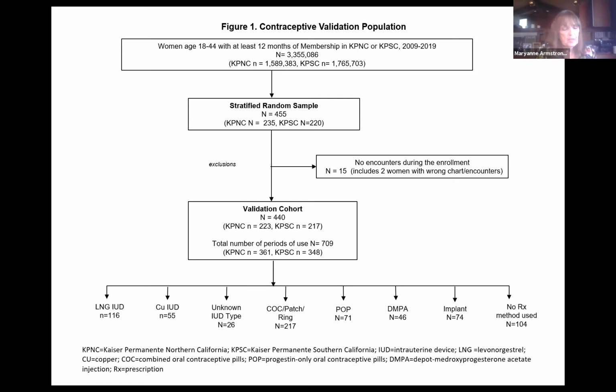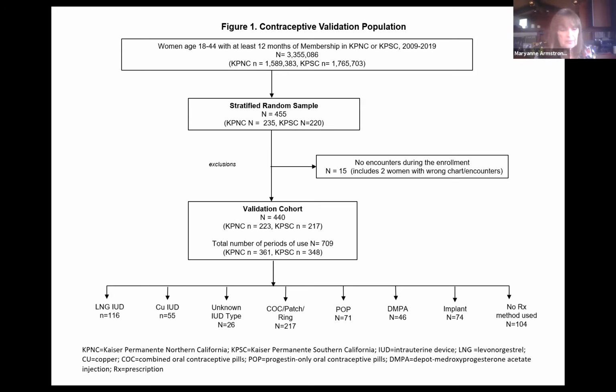Next, to obtain the validation cohort, we first selected a random sample of 455 women from the population, stratified by the first contraceptive method they used during the study period. 15 women were excluded due to either no encounters during the study period or bad data, leaving us with a validation cohort of 440 women.